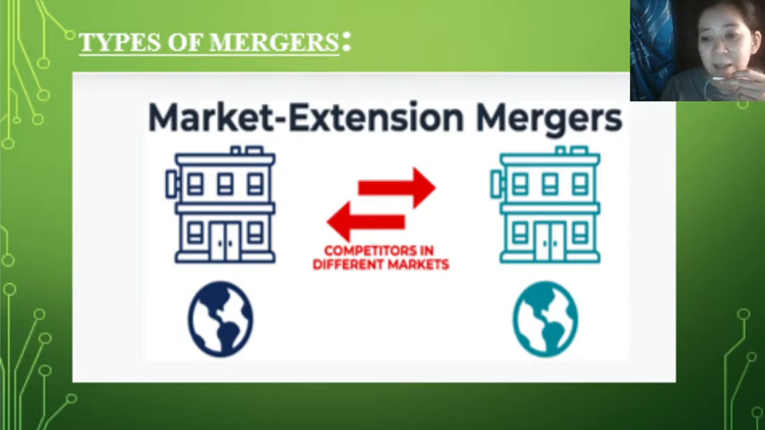So here, the market extension merger is a merger between companies that sell the same products or services, but they operate in different markets. The goal of a market extension is to gain access to a larger market and thus a bigger client or customer base. They sell different products, but they combine because they want to extend their market share.